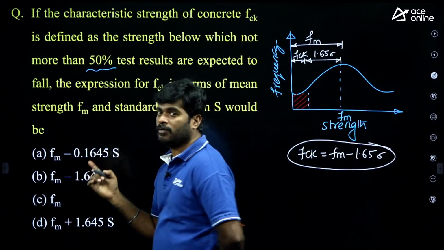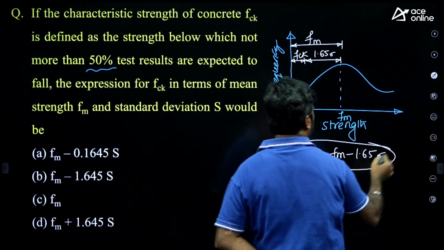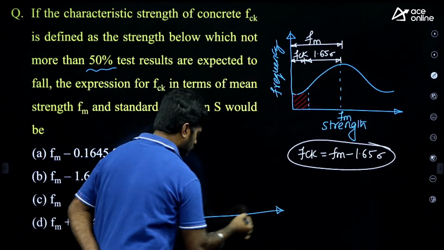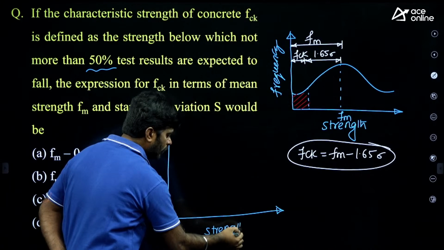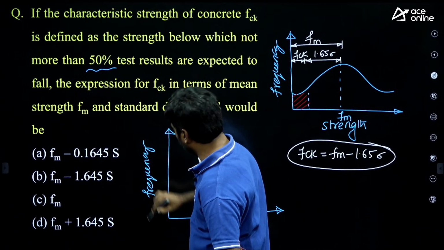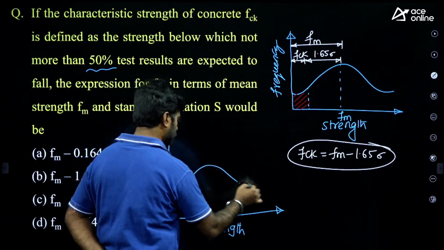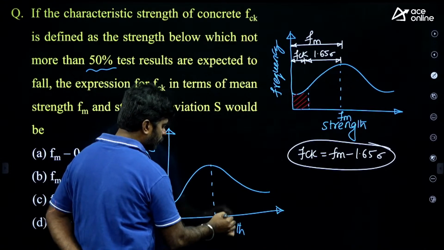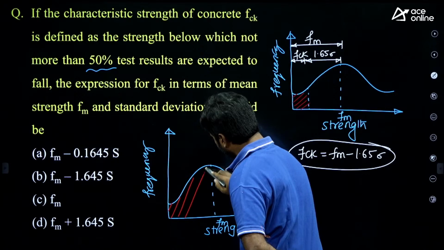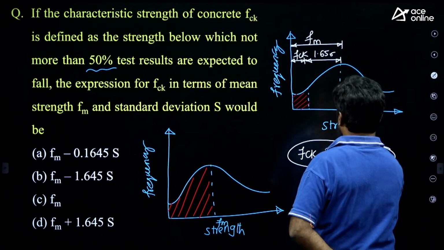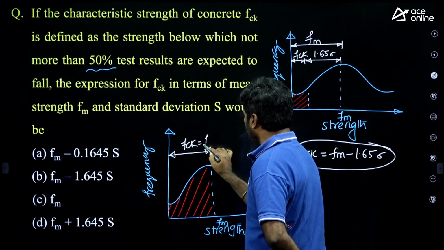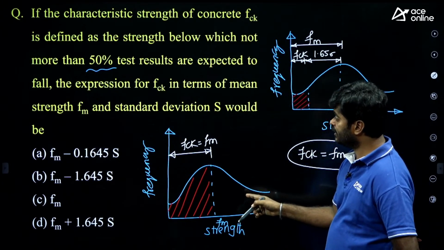But in this question they have not given 5%, they have given 50% of test results. For 50% of test results, on the x-axis we can take strength, then on the y-axis we can take frequency. The midpoint we can take as the mean. From here to here, let us take the hatched portion FCK. Up to the midpoint, you can take it Fm. So for this case, FCK equal to Fm.